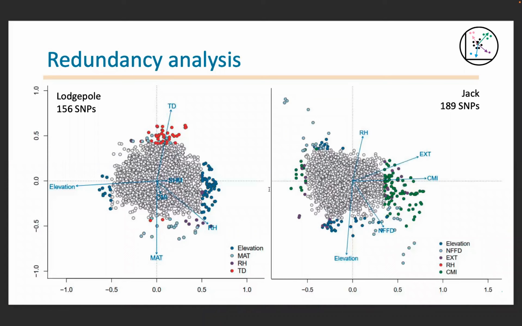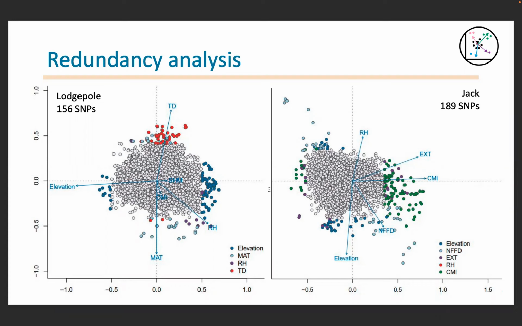But when we did the climate analysis and looked at SNPs associated with climate, we found 156 SNPs in lodgepole pine. And they were associated with things like elevation, mean annual temperature, temperature difference, and RH, which is relative humidity. And then for jack pine, we found some similar environmental associations, but in addition, we found number of frost-free days is really important, as well as climate moisture index and extreme temperature.